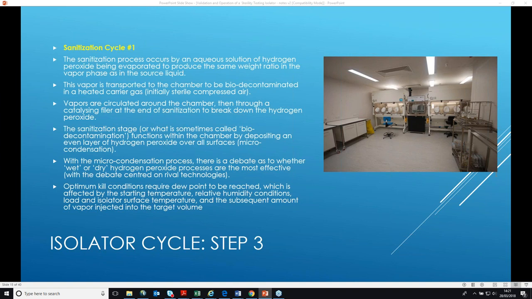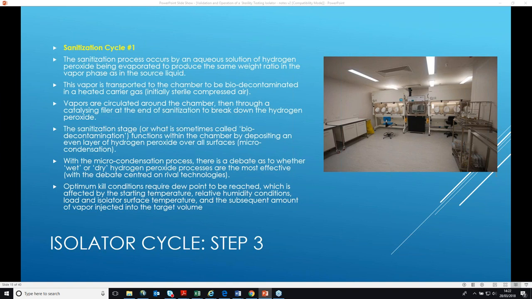Because however that is generated, what matters is that a dew point is reached, or a hold time, or a contact time. And achieving this dew point is based on a certain target volume of gas. And this is sensitive to the starting temperature, the relative humidity conditions, the load used, the isolator surface temperature, and the subsequent amount of vapor injected into the target volume. And these are important for when we come to look at operational parameters later. These are all key measurements that need to be checked to verify that the isolator has indeed decontaminated in the way that it's expected to be decontaminated.